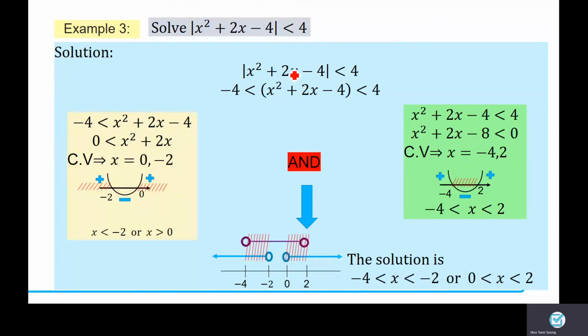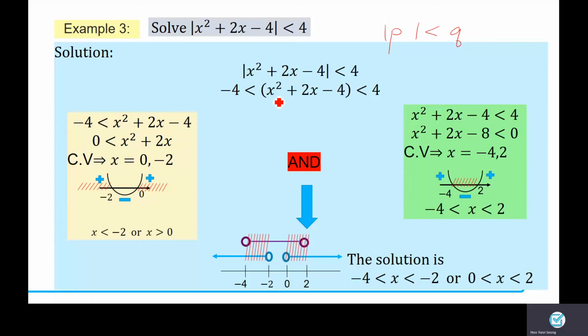So first thing, before you think about how to solve the quadratic, what you need to do is always use the definition to make your absolute disappear. So remember, when you have absolute p less than q, your p is in between q and negative q. That is the first step.